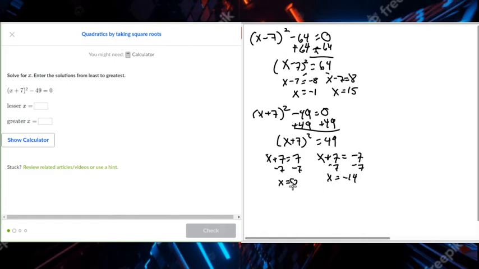So let me check this out. 0 in here: 0 plus 7 is 7, 7 squared is 49, 49 minus 49 is 0. That's good. Negative 14: negative 14 plus 7 is negative 7, negative 7 squared is 49, 49 minus 49 is 0. I'm good. So I want to put the lesser number in here. Make sure that's the negative one. Negative 14 is smaller than 0.